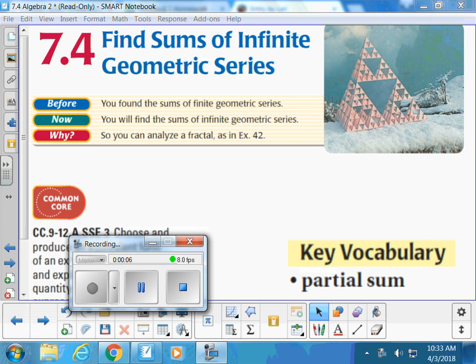We're learning 7.4, sums of infinite series. Doesn't that sound crazy? We're going to add up an infinite amount of numbers. Woo! So who's excited to do this? Big, big numbers. Yeah! Woo!